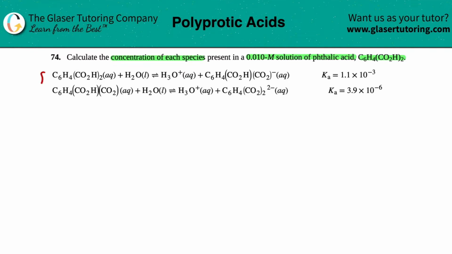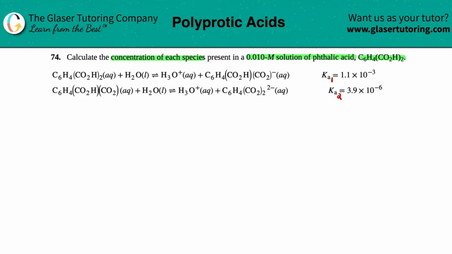So since there's two different balanced equations here, we know that phthalic acid is a diprotic acid. Di means two, protic means protons. So basically, you have two Ka values, one for each proton or each hydrogen that you lose. So since this is phthalic acid, C6H4(CO2H)2, and then it's stated right here, this Ka value would be the first ionization constant, and then the second balanced equation would be the second ionization constant when you lose that second proton.